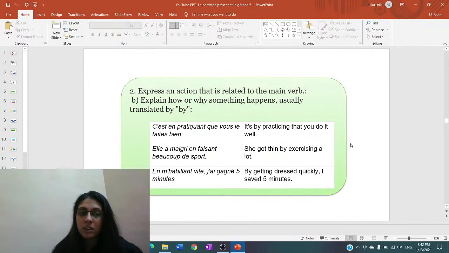Then, elle a maigri en faisant beaucoup de sport. She got thin by exercising a lot, by doing a lot of sports. Comment a-t-elle maigri? En faisant beaucoup de sport. So in most of the cases, what we are noticing is that if we get an answer to our question comment, we know that it is a gérondif.